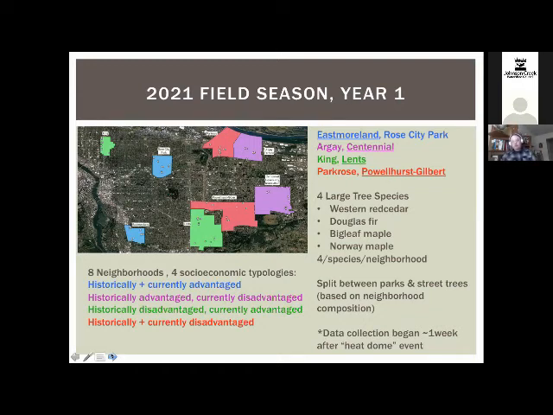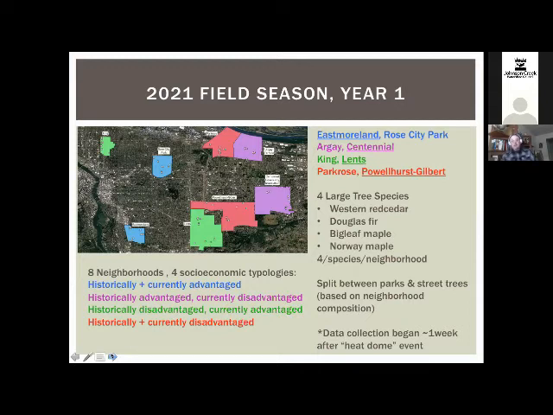We looked at 4 large tree species across Portland: Western red cedar, Douglas fir, big leaf maple, and Norway maple. Those were chosen because those are 4 of the 5 most common large trees, according to our tallies of various inventories that we could find. The actually 4th most common tree is black cottonwood, but that's not well distributed across the city. It tends to occur in wetland and riparian areas, and it wasn't distributed in the neighborhoods of interest for us, so we did not include that.